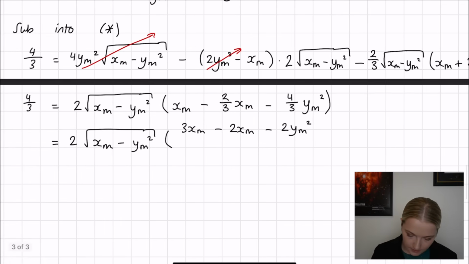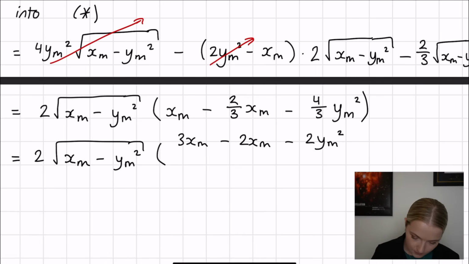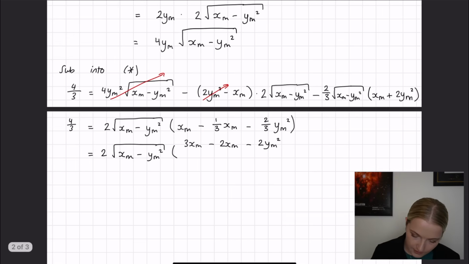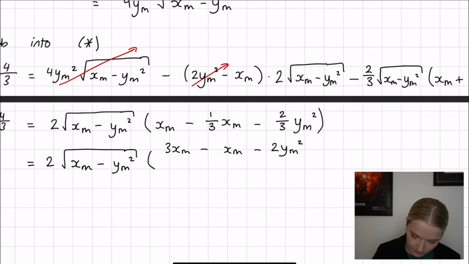Just made a little mistake there, so let me rewind. That should be a 1, that should be a 2, and that's just because I already took out the factor of 2 here. So that should actually be minus xm, and that should be minus 2ym squared, all over 3.